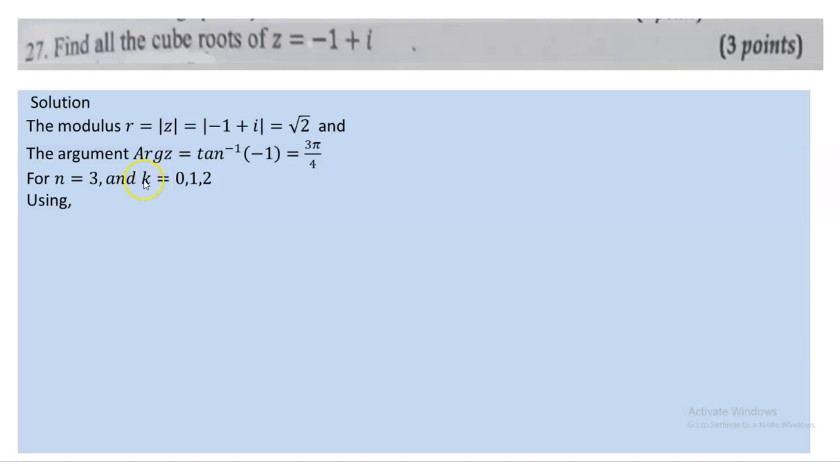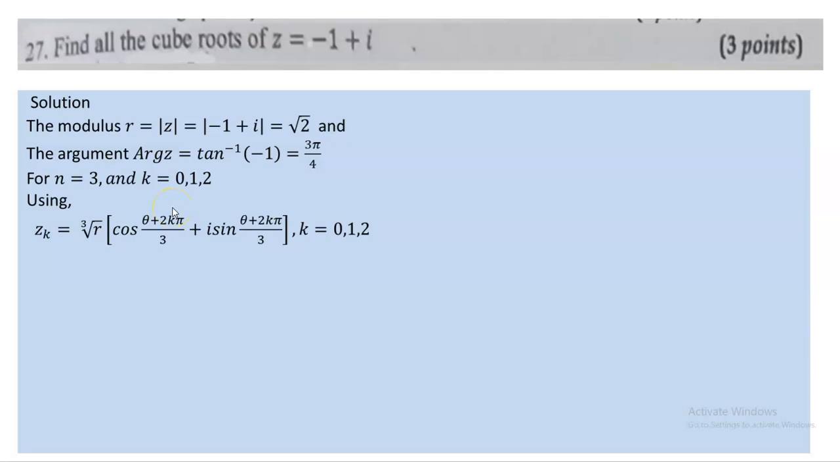Now, for n equals 3, students, I'm taking n as 3 here because you are asked to find cube roots, and here k needs to be from 0 to 2, 0, 1, 2, because it has to be up to n minus 1, or n is 3, 3 minus 1 makes 2.